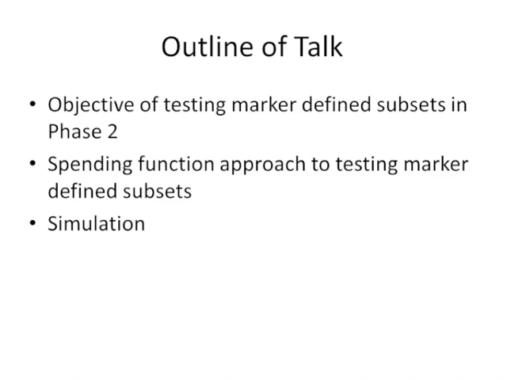First we'll delve into what we're trying to learn from the testing of marker-defined subsets. This material is drawn somewhat from the book Theory of Drug Development. Then we will turn to using spending functions to control the type 1 error from testing for a treatment effect in multiple marker-defined subsets. And finally, we will look at the results of a simulation that compare the results of this spending function procedure with some other benchmark approaches to testing marker-defined subsets.